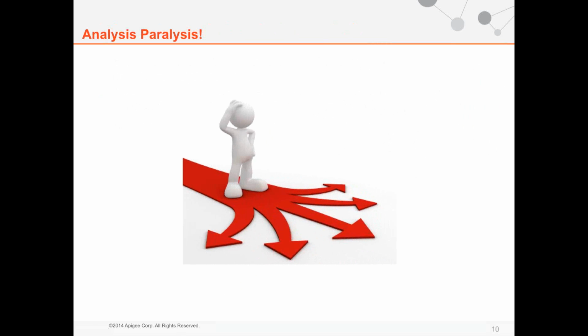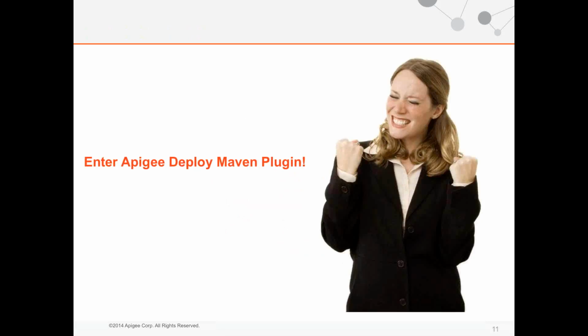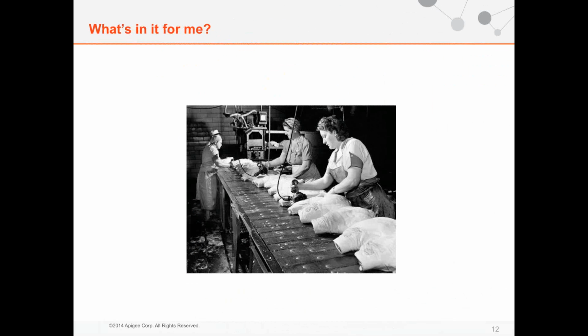So what is the first reaction of everybody's team? You enter into analysis paralysis. Yeah, too many roads, but you need to start somewhere, right? And that's why Apigee has created the Apigee Deploy Maven plugin. Yes, this is great. We love it. And with that, we just want to get into the what's in it for me, right? As a developer, why should I care about these tools, right?